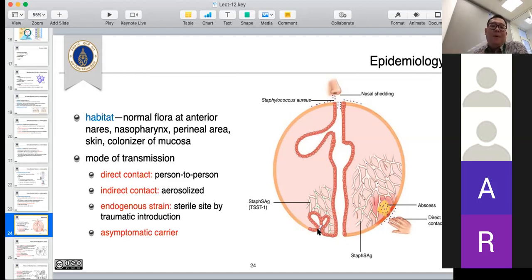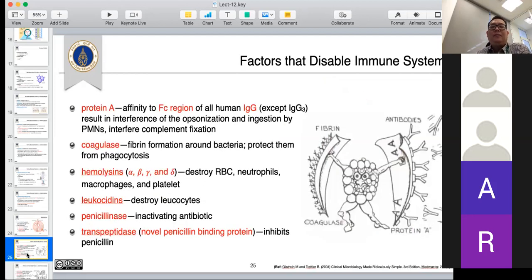And some people get infected without any symptoms and signs. We call them asymptomatic carriers, but that guy can spread S. aureus to the other person, okay? So the factor that makes S. aureus tolerate immune is protein A. Protein A inhibits opsonization, all right?